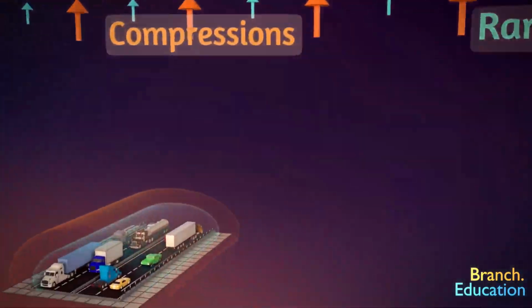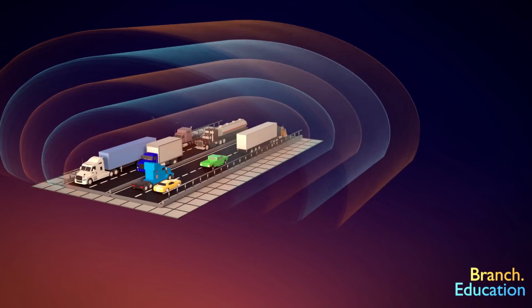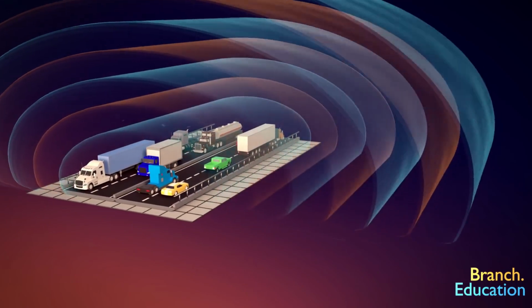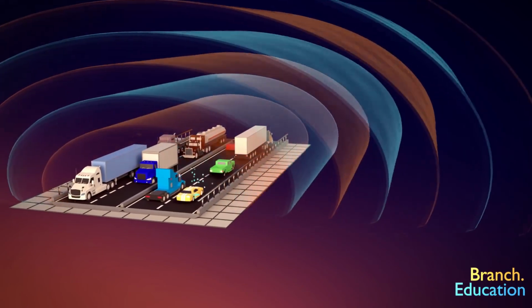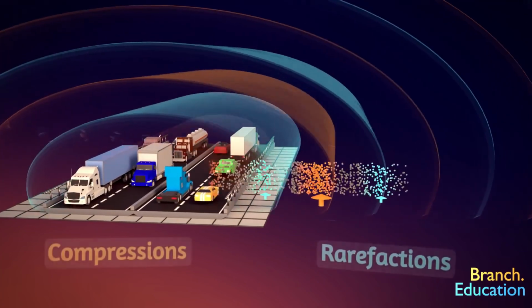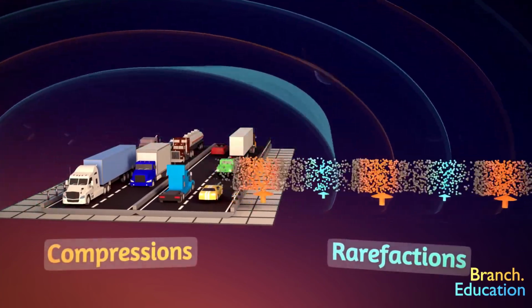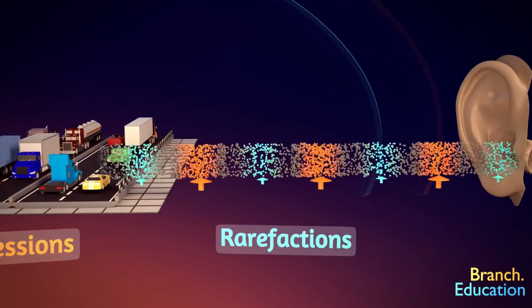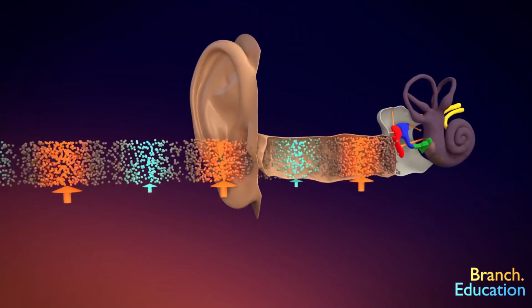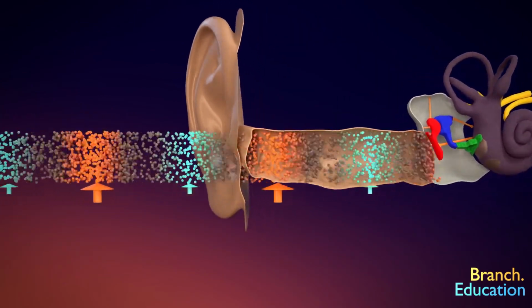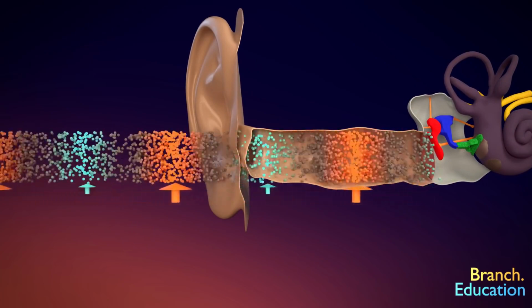Let's say you live or work next to a highway. All the cars and trucks that zoom by generate a sound with a waveform such as this, which is really just a sequence of traveling high-pressure and low-pressure zones. These compressions and rarefactions move through the air, and when they hit your eardrum, you hear the sounds of the highway.